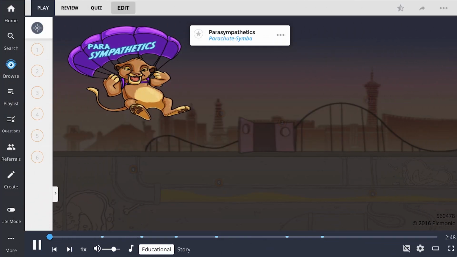Remember Parasympathetics in this Picmonic with Simba parachuting into the sprawling metropolis of Las Vegas. The parasympathetic system is a division of the autonomic nervous system with functions including rest, food digestion, and reproduction, colloquially known as feed and breed.